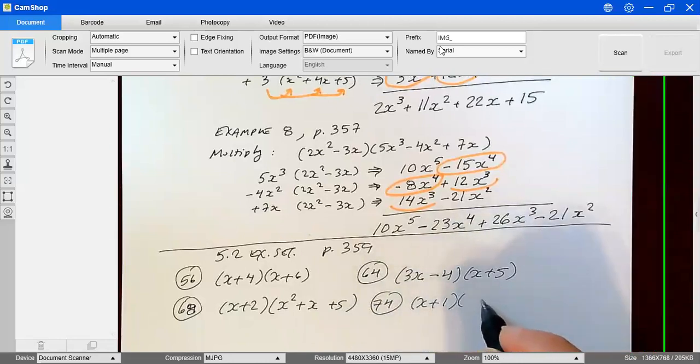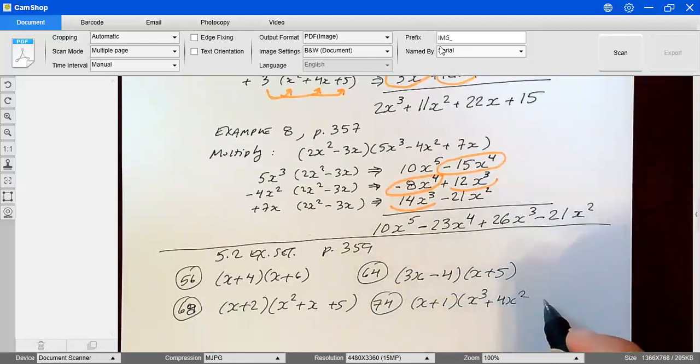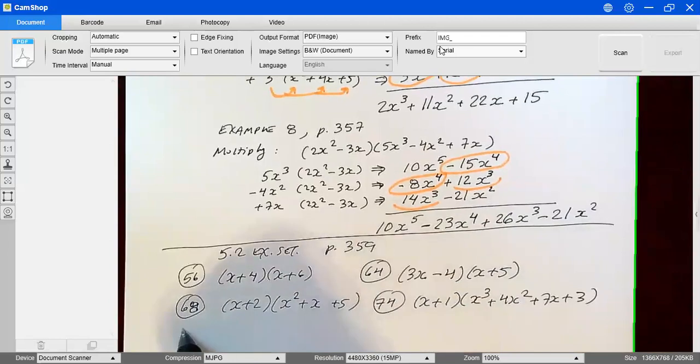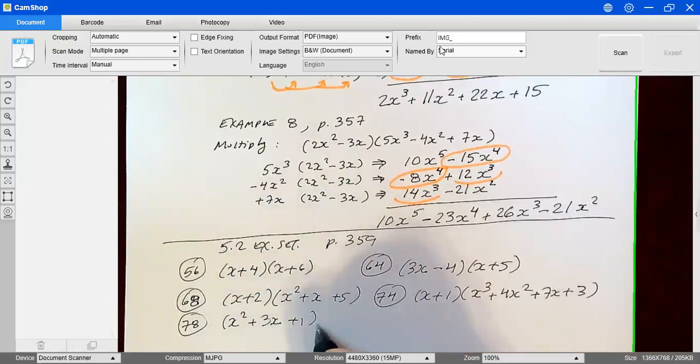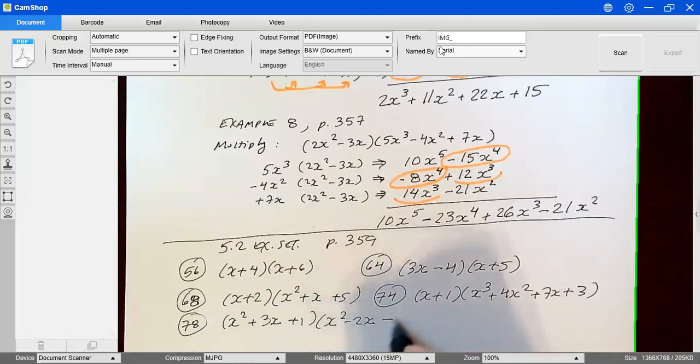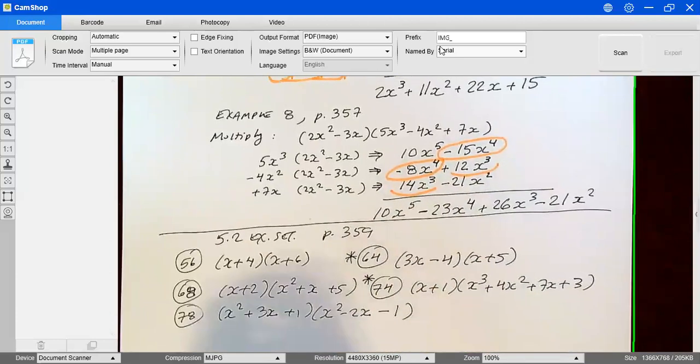multiplying x cubed plus 4x squared plus 7x plus 3. And finally 78 is just x squared plus 3x plus 1 multiplying x squared minus 2x minus 1. So at least we're on problems 64 and 74.